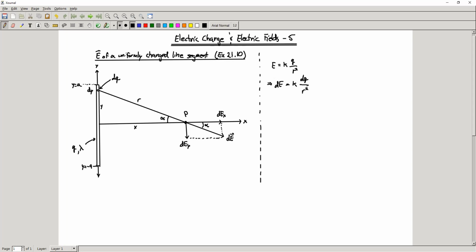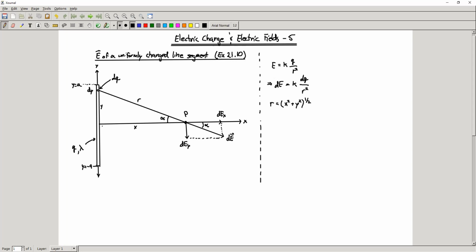Okay, and r squared is going to be changing because we're iterating over the full length of this line, right? So we're going to need to know what r is and how it depends on our y. Because r is just the hypotenuse of this triangle here, r is going to change. Well, r is defined as x squared plus y squared to the 1/2, right? So it's always going to be the hypotenuse of this triangle that we're creating as we're iterating over the full length of our rod here.